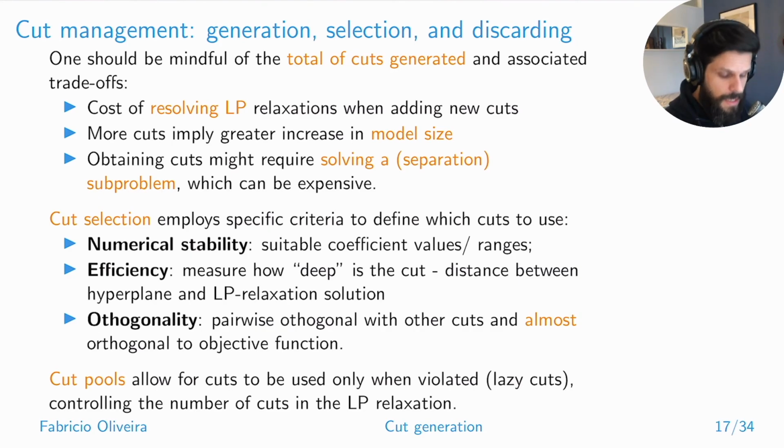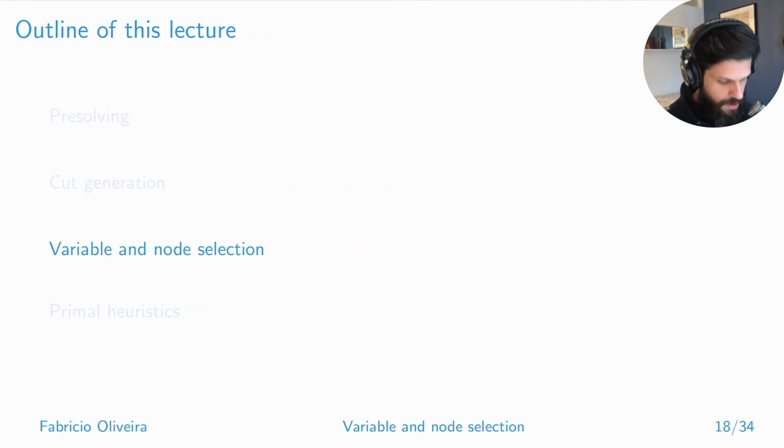Okay. So yeah, I think that's all I wanted to say about cuts. In the next video, we'll talk about variable and node selection, and then we'll talk about primal heuristics. So see you in the next video.